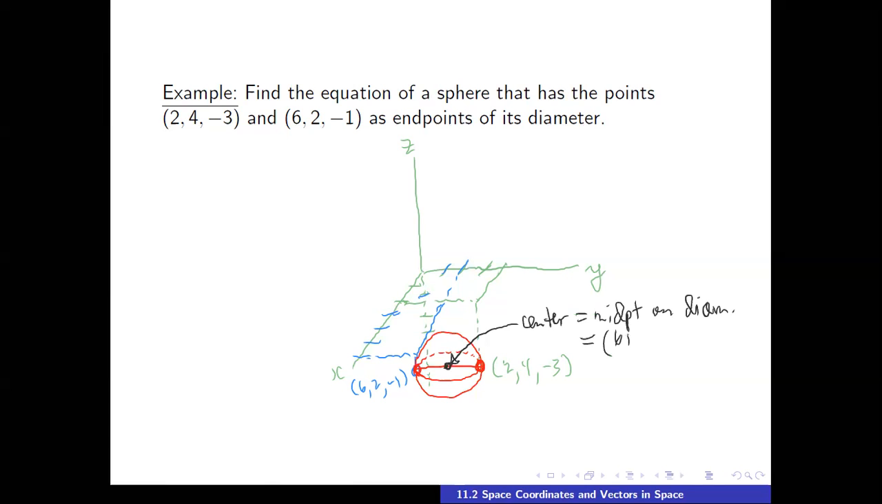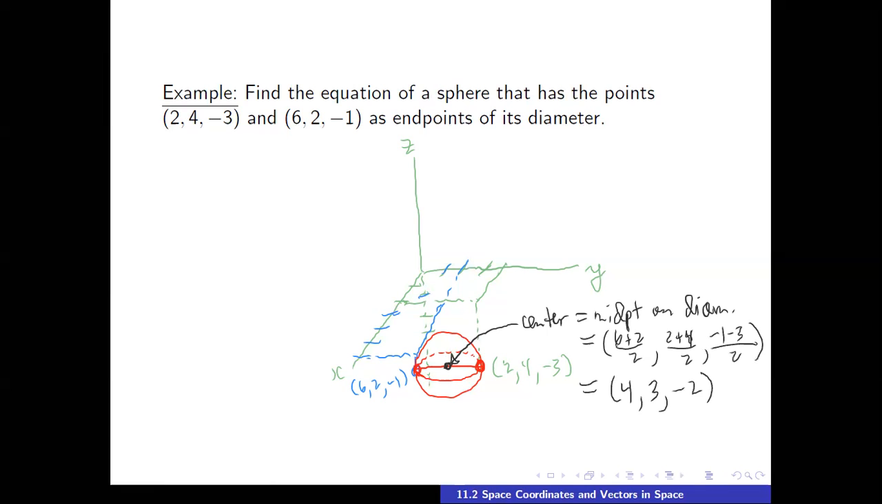Wouldn't it be 6 plus 2 over 2, comma, 2 plus 4 over 2, yes? Comma, -1 minus 3, you add those together over 2. So what do I get? 4, 3, -2, yeah? Okay, it's the average of those things, okay? So I have the center.